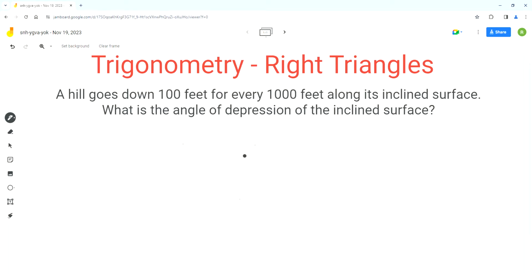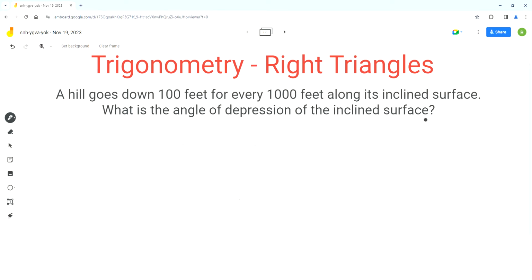Hello everyone. In this video, we will solve this problem based on the concepts of trigonometry for right angle triangles. As per the problem, a hill goes down 100 feet for every 1000 feet along its inclined surface. Now, what is the angle of depression of this inclined surface?